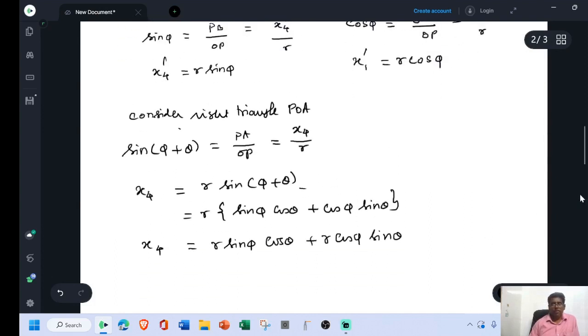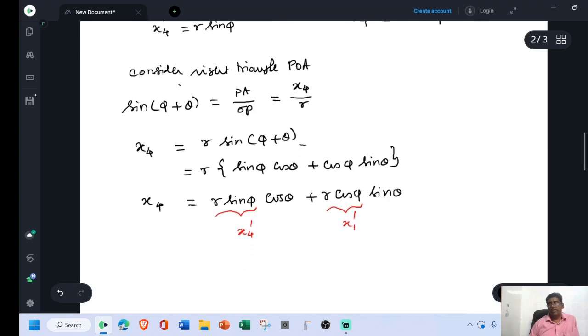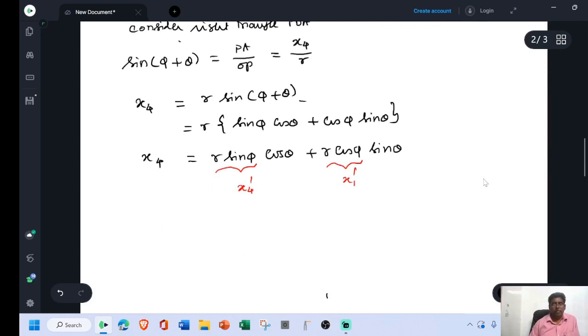So instead of this R sin pi, we can put x4 dash. And R cos pi is x1 dash. Then the above equation is modified as x4 equal to x4 dash cos theta plus x1 dash sin theta. Keep this as equation 1.